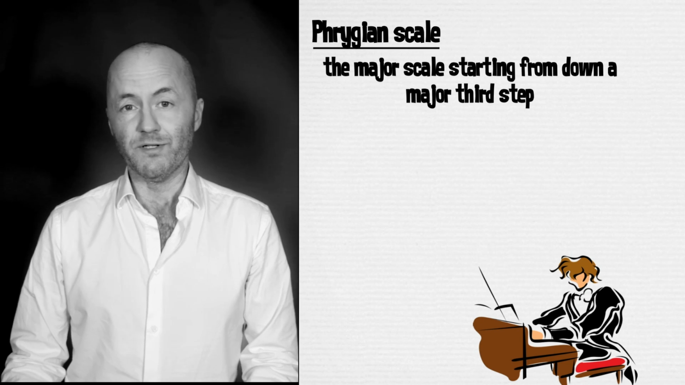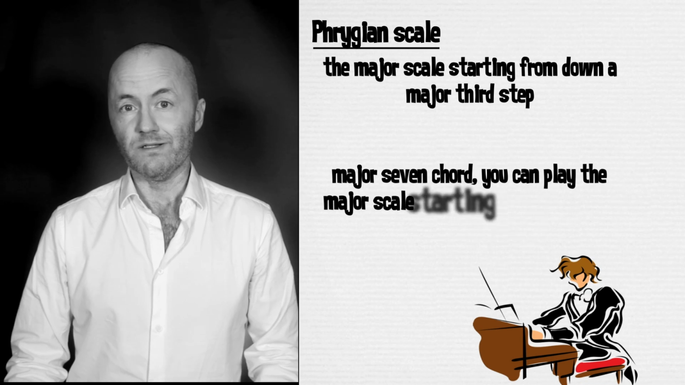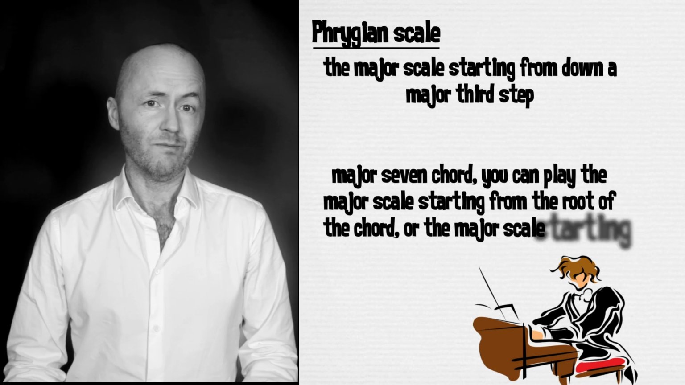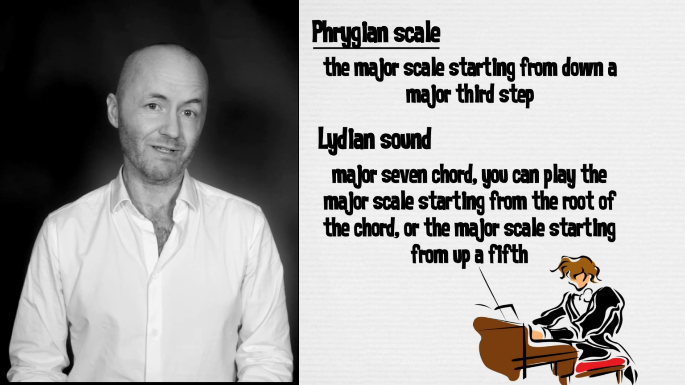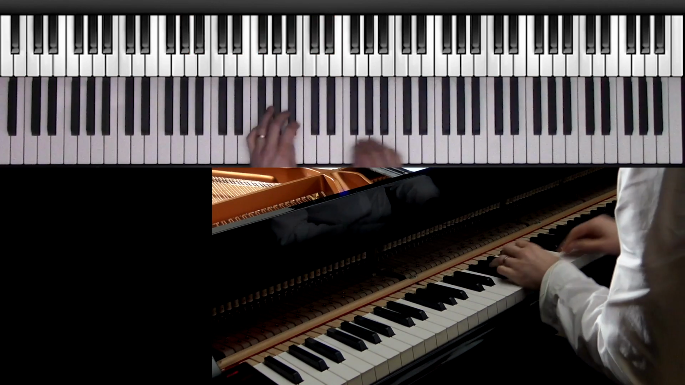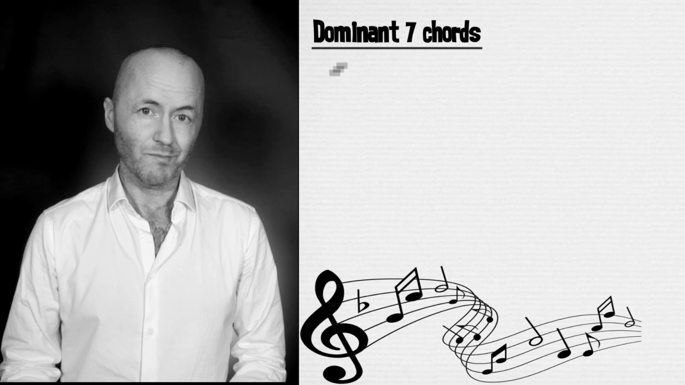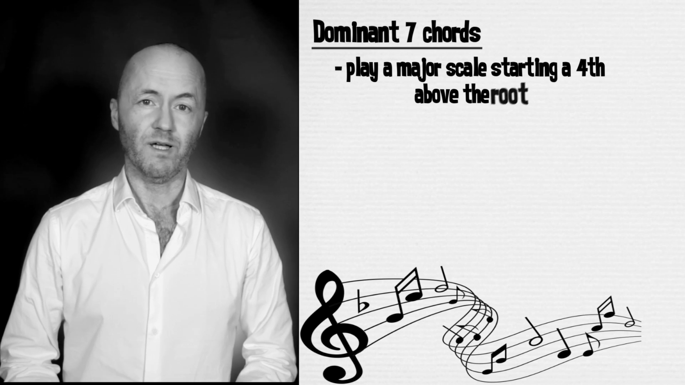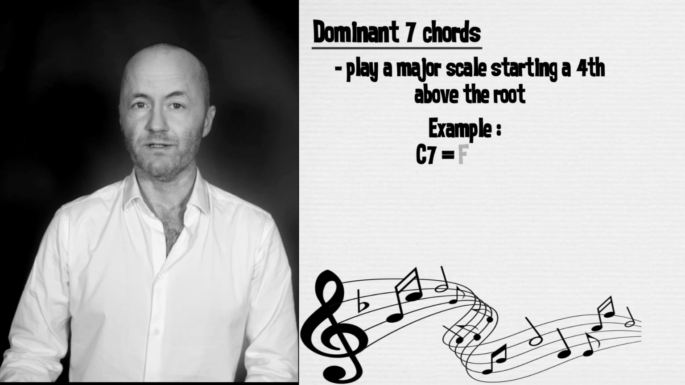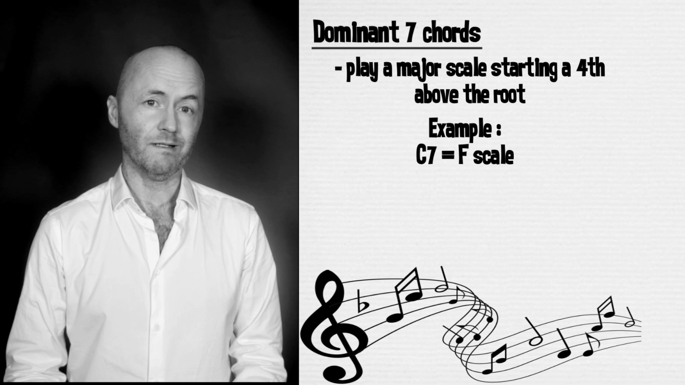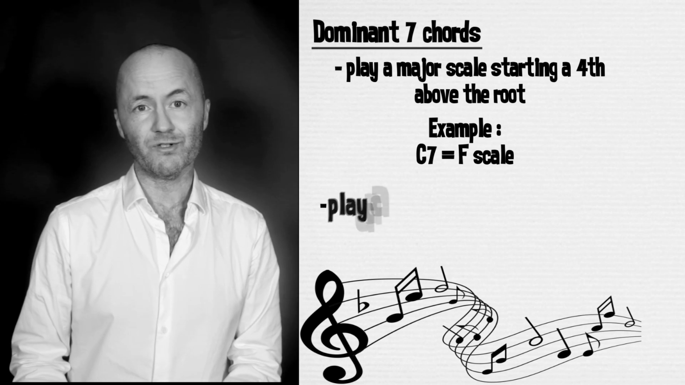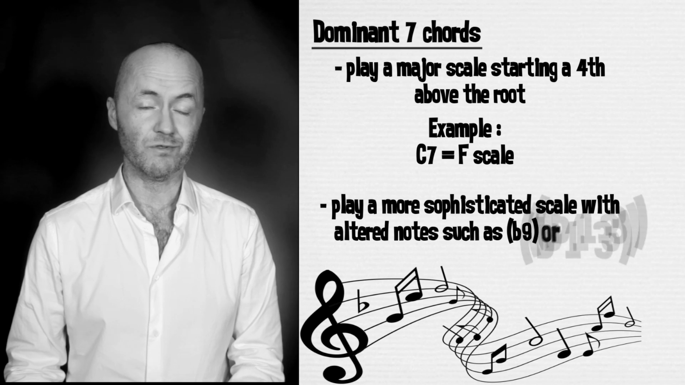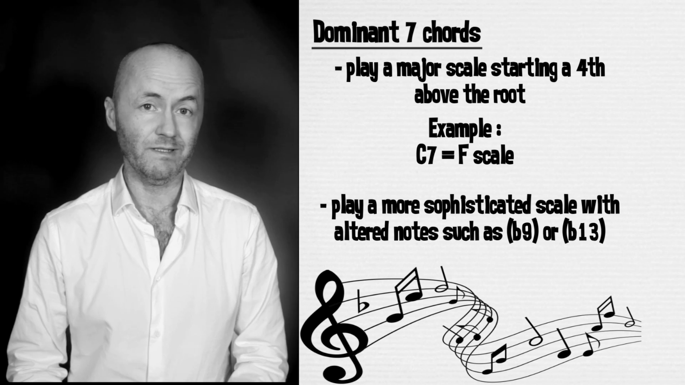And when you play a major 7 chord, you can play the major scale starting from the root, or you can play the major scale starting from up a fifth to get the Lydian sound. On dominant 7th chords, you can play a major scale starting a fourth above the root. For example, if you play a C7, then you can just play the F scale. But in reality, on dominant 7th chords, you would probably like to play a little bit more sophisticated scale with altered notes, such as flat 9 or flat 13. But that's another story for another lesson.